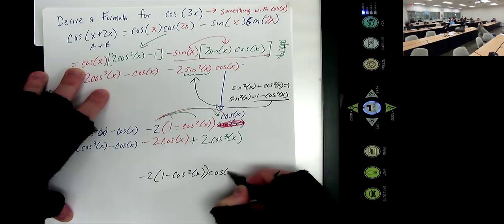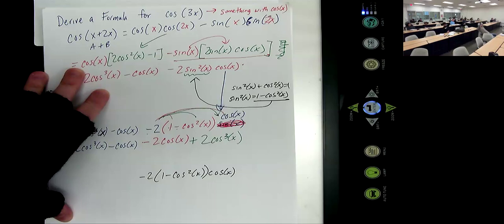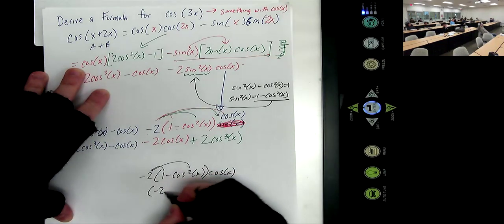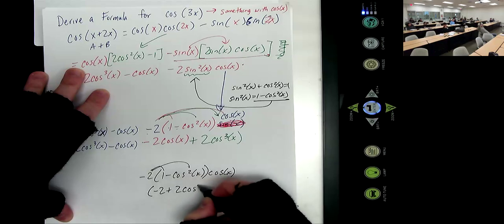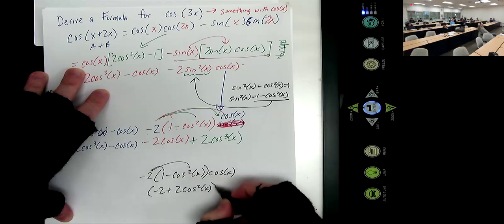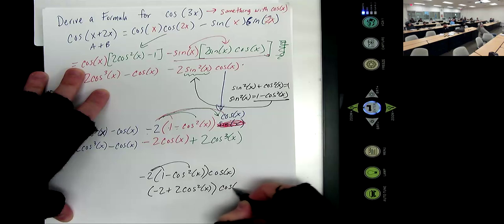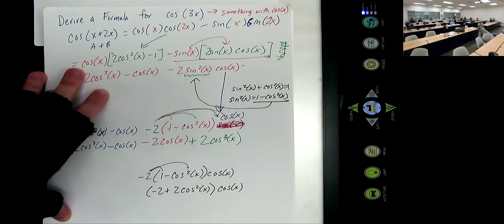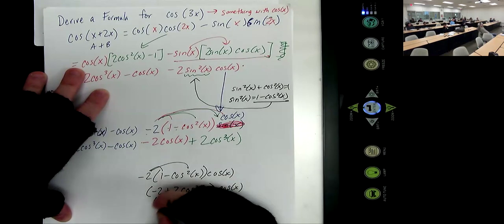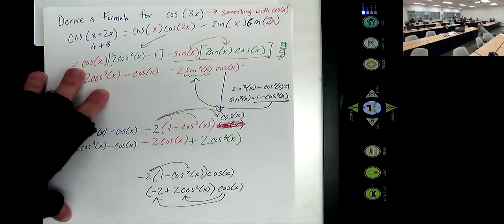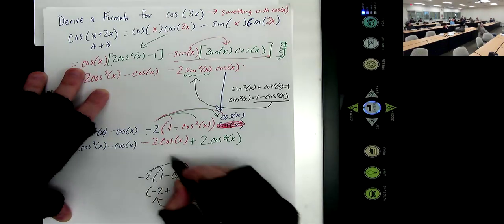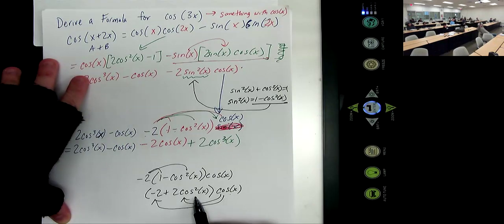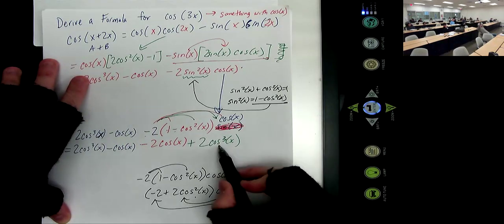So this is what we're trying to do. I can multiply the -2 in first and get -2 plus 2 cosine squared x. And then we're multiplying that by cosine x. Now I'll distribute that one to there and to there. So the first one gets me the -2 cosine x, and cosine x times +2 cosine squared x is 2 cosine cubed x.